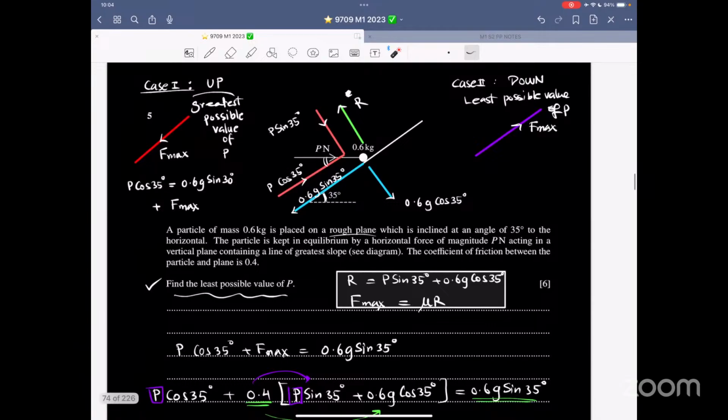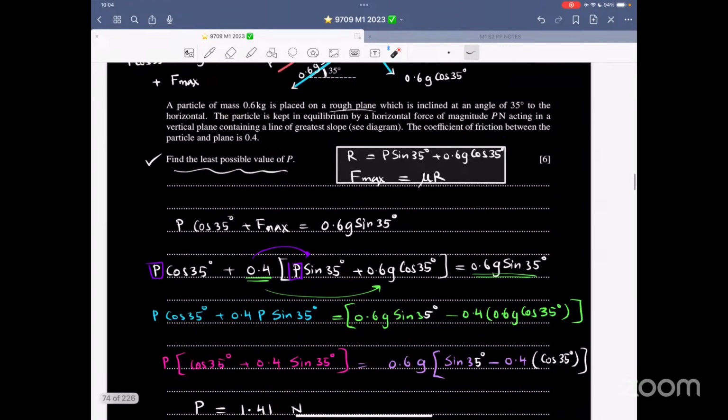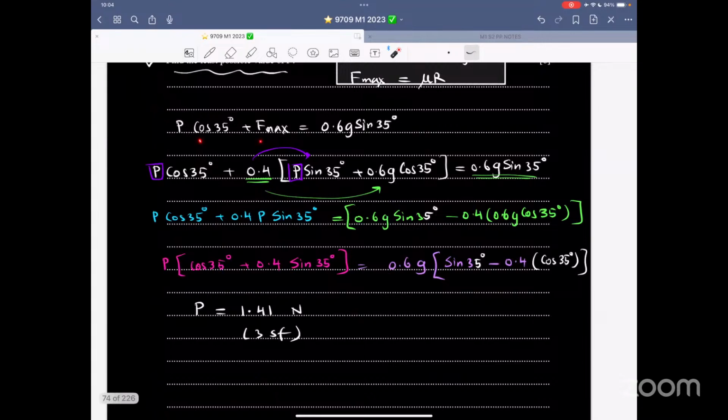So first of all, R is equal to P sin 35 plus 0.6 g cos 35. F max is mu R, that's the value of mu. P cos 35 plus F max is mg sin theta. Plug in F max over here, simplify, calculator, all these things, P comes out to be 1.41 Newton.